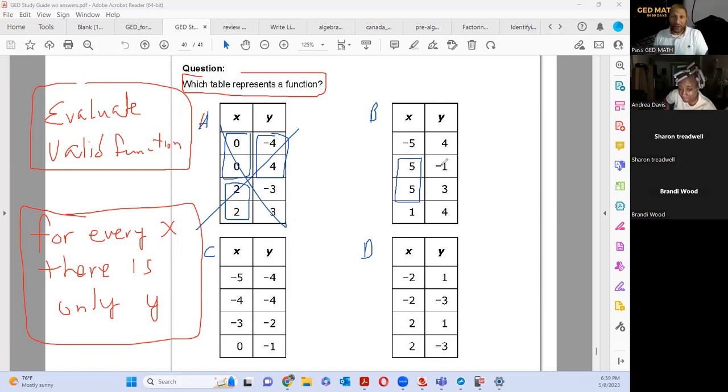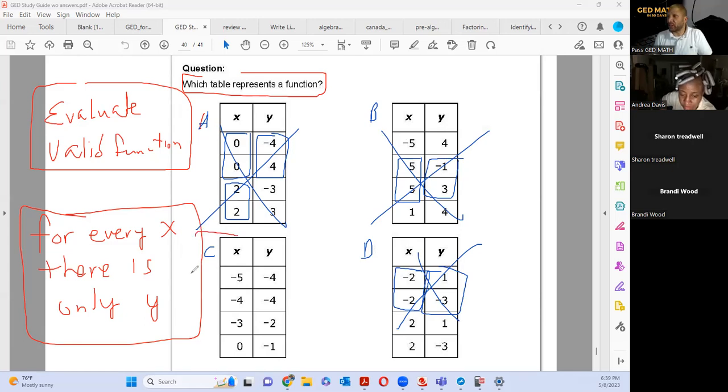For my value of X is 5, how many Y's do I have? Two. Not a function. When X is -2, how many different Y's do I have? Two. Not a function. See, you have to remember, let me put it in layman's terms: your X's can't repeat. You can't have more than one X the same. C is the only function.